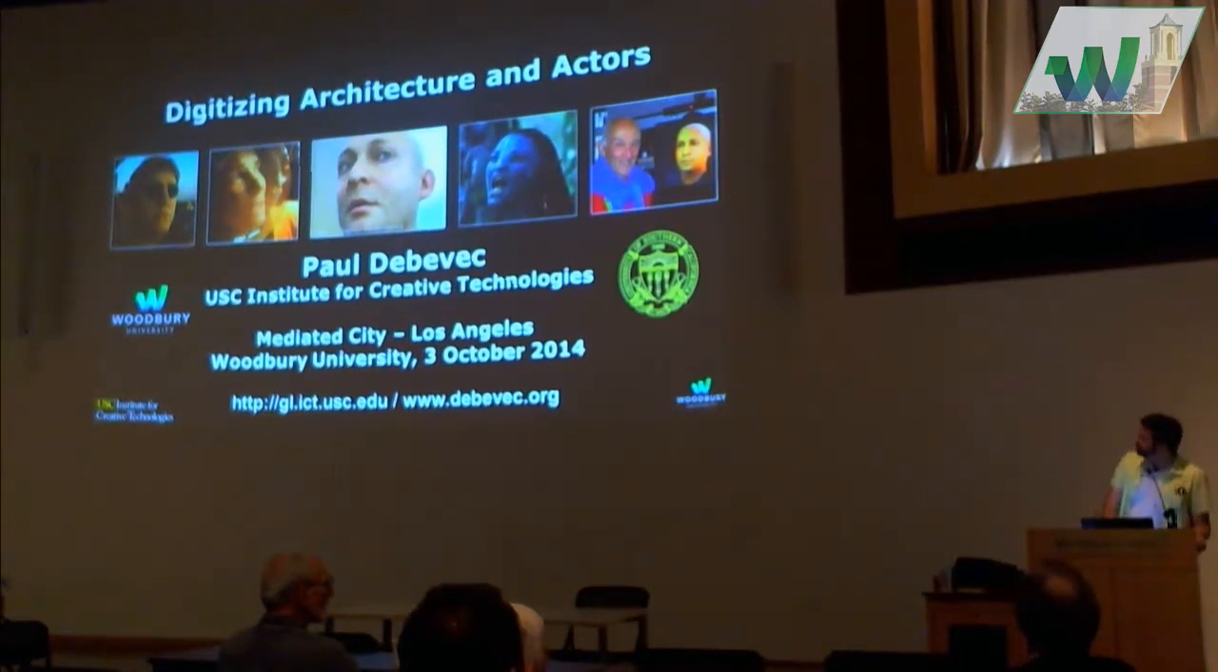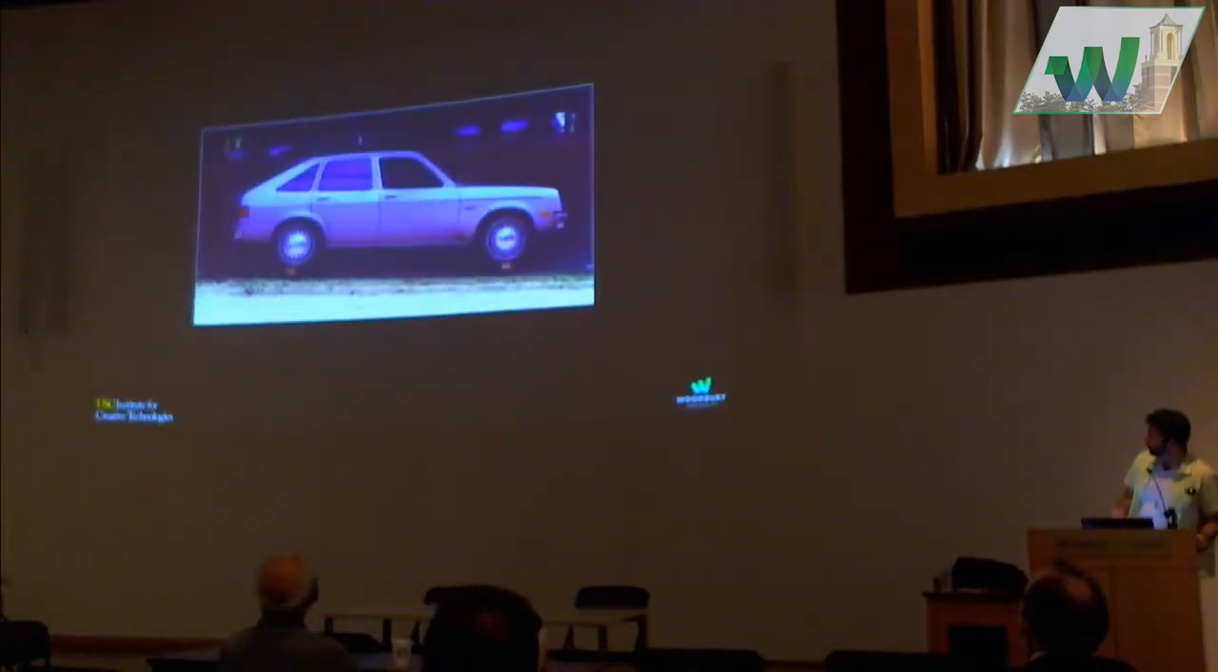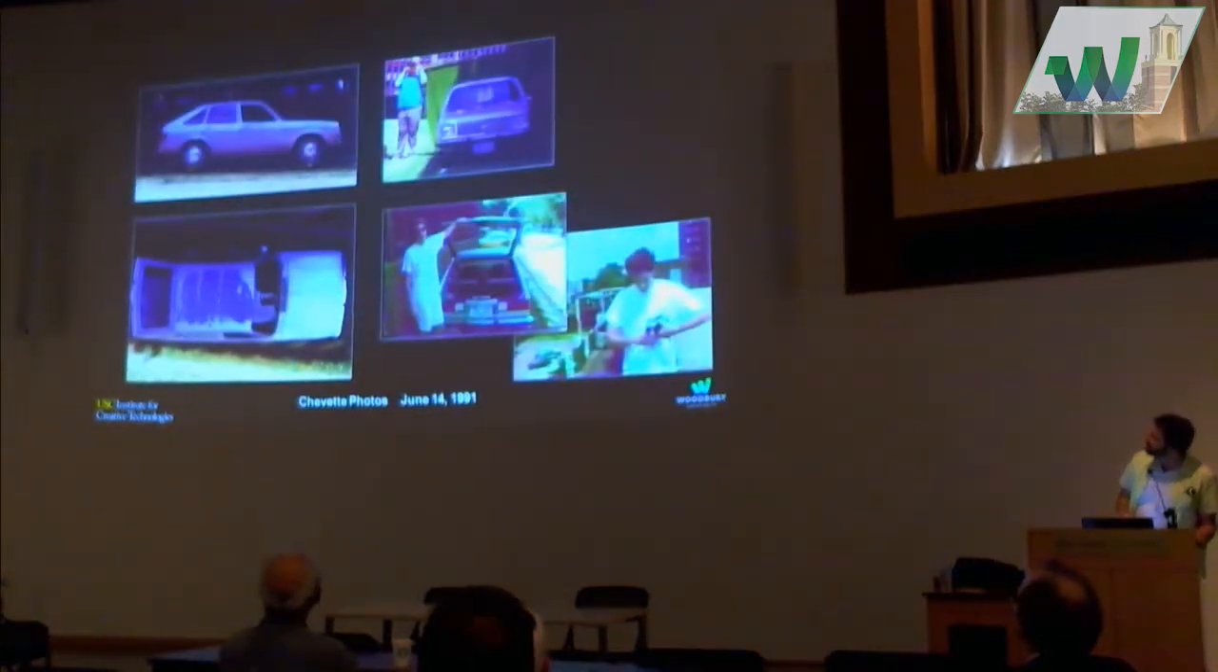And a big part of where this came from is, even before I got to USC, I was experimenting with trying to digitize stuff by taking photographs of it. So a long, long time ago, in 1991, this is the car that I was driving. I'm not saying the car I drive now is all that much better, but this is a 1980 Chevette. And I had the thought that I could make a computer model of it by taking pictures of it from the left, the front, and the top.